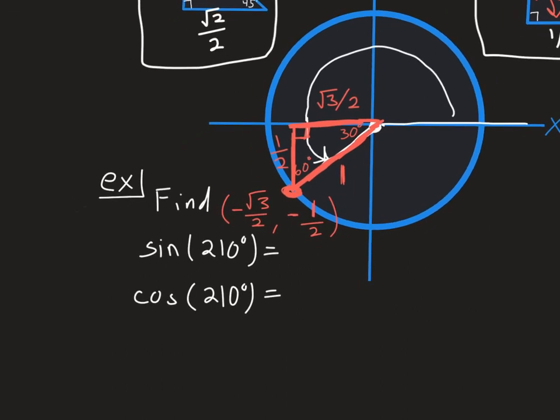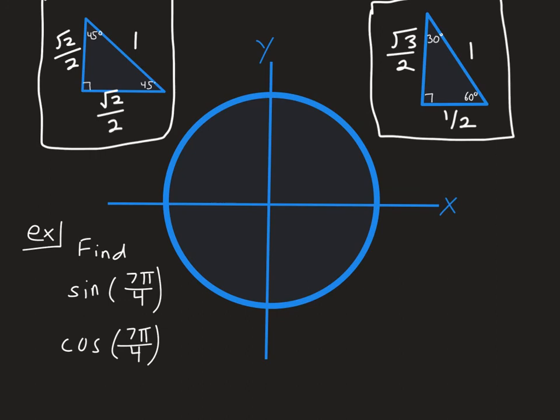And then my sine is my y value, my cosine is my x value. So the cosine, or the x value, I can just look right there at my x coordinate, well, that's -√3/2. And then my y value, okay, well, here's my y value right there. That's going to be -1/2.